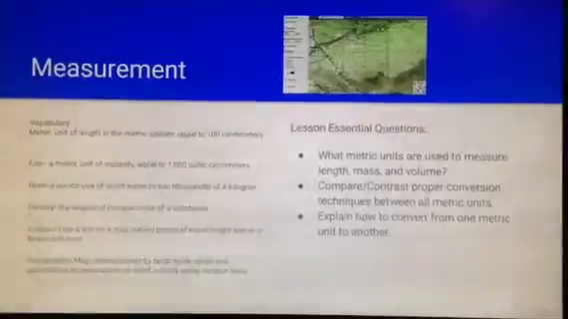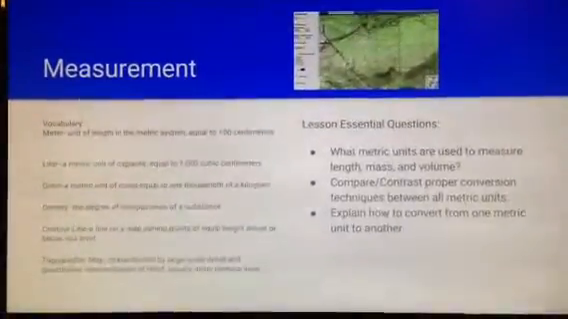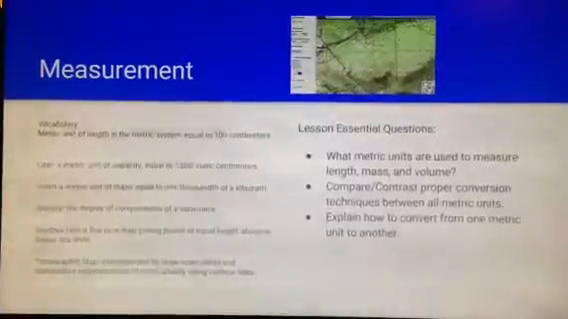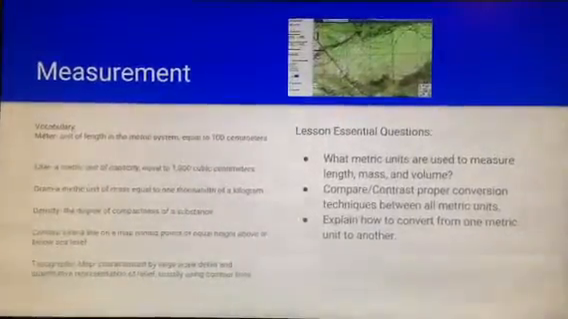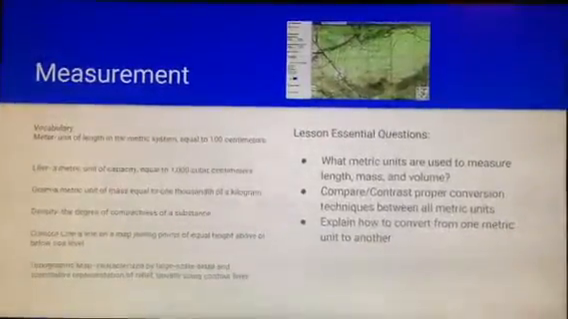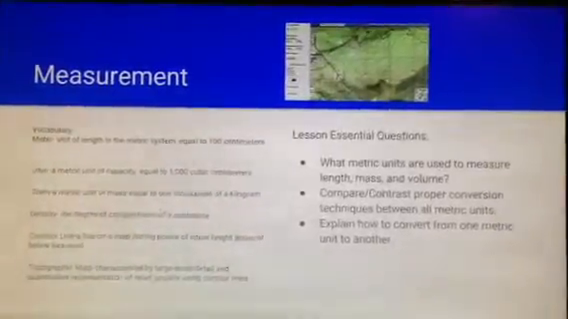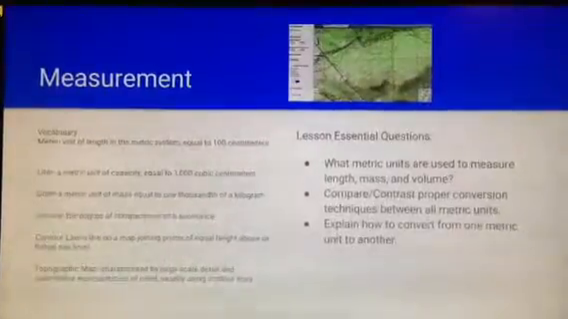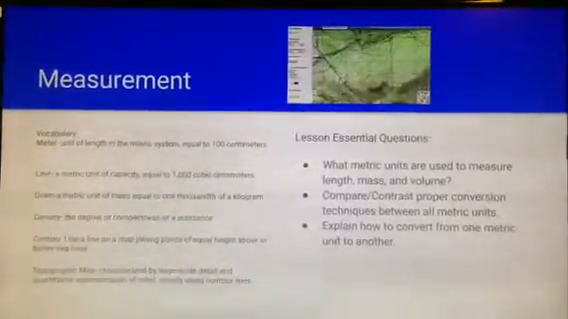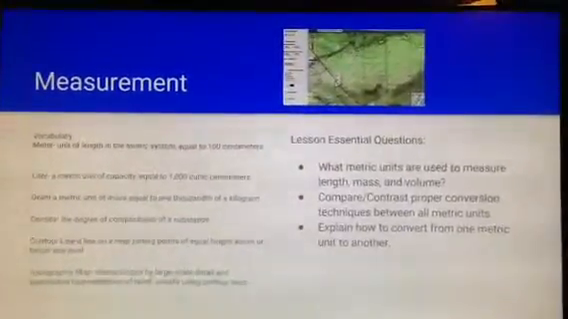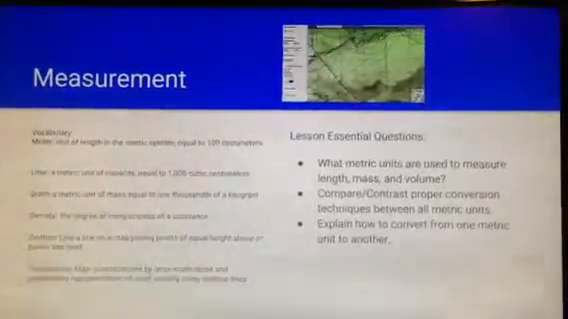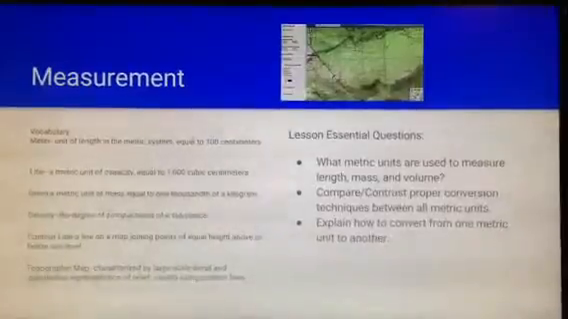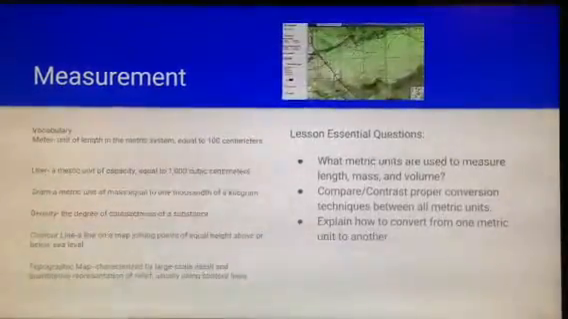To go a little deeper into measurement, the vocabulary for measurement is meter, which is a unit of length in the metric system, which is equal to 100 centimeters. There's also liter, which is a metric unit of capacity, equal to 1,000 cubic centimeters. There's also gram, which is a metric unit of mass equal to 1,000th of a kilogram. And then there's density, which is the degree of compactness of the substance.